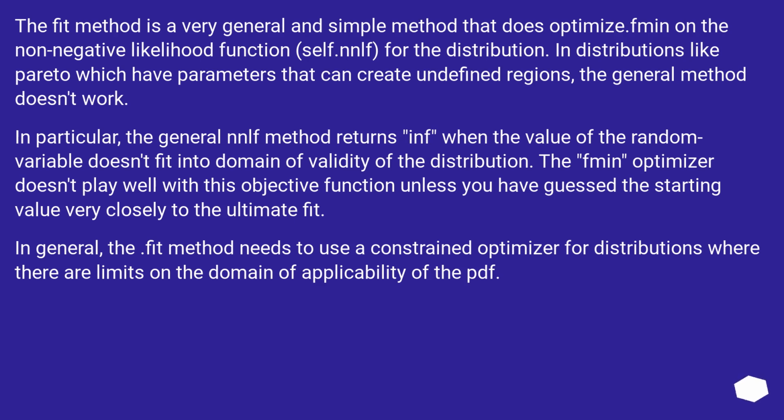The fit method is a very general and simple method that does optimize.fmin on the negative log likelihood function, self.nnlf, for the distribution. In distributions like Pareto which have parameters that can create undefined regions, the general method doesn't work. In particular, the general NNLF method returns inf when the value of the random variable doesn't fit into the domain of validity of the distribution. The fmin optimizer doesn't play well with this objective function unless you have guessed the starting value very closely to the ultimate fit. In general, the fit method needs to use a constrained optimizer for distributions where there are limits on the domain of applicability of the PDF.